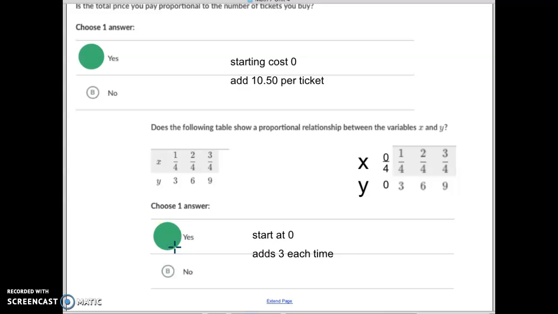What you are doing is you are trying to find out which ones are proportional. 7 questions on this one, so you only have 1 con today.